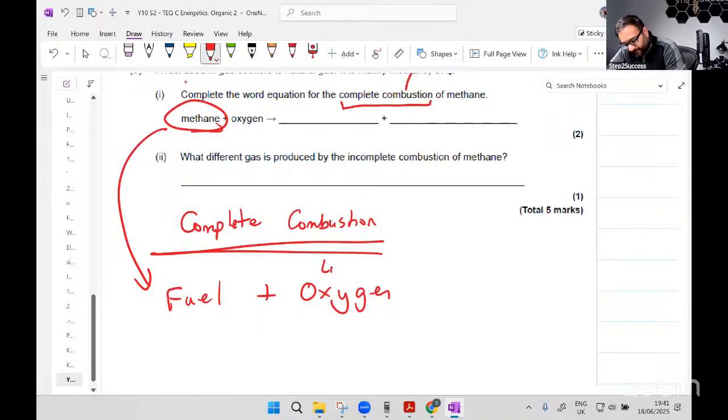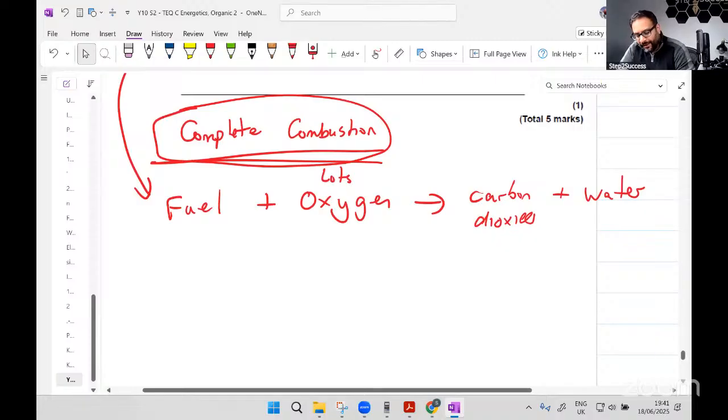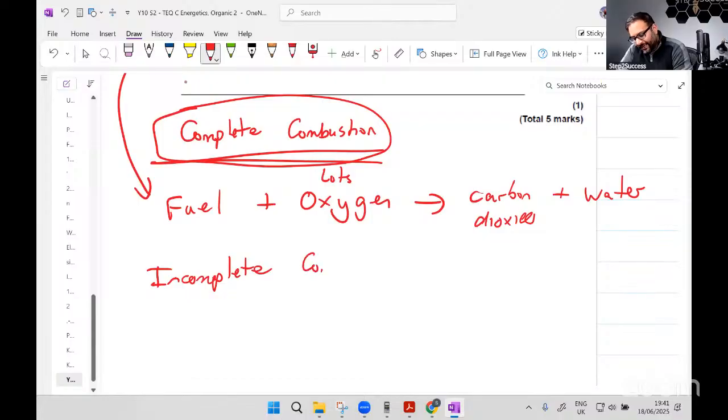Now, if we have lots of oxygen, then we get something called complete combustion, where we get carbon dioxide and water only as the products. It's relatively clean, it's good. I know carbon dioxide is a problem, but relatively speaking, it is the better way of burning stuff if we have lots of oxygen.